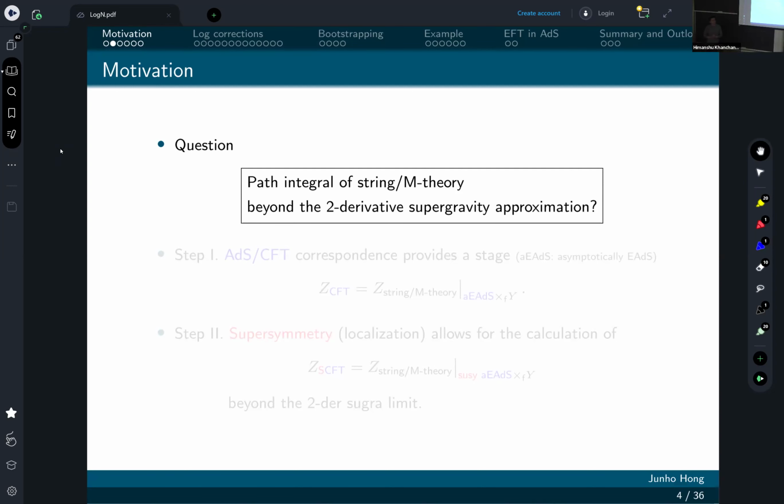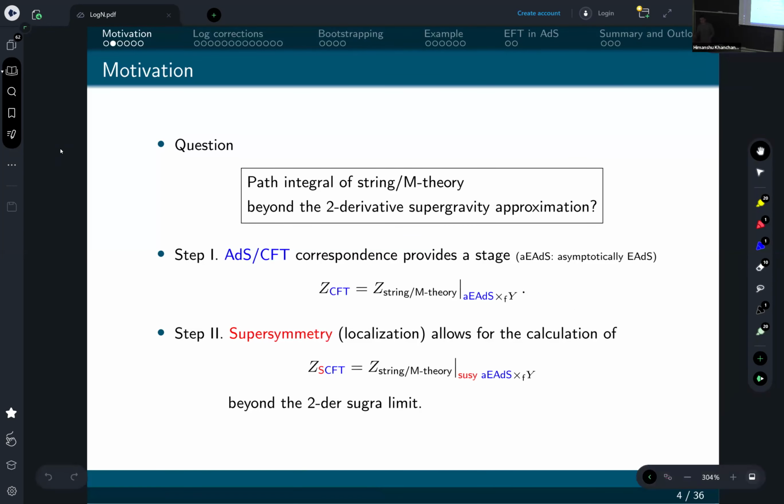So as we all know, one of the most important questions in our community is to figure out the path integral of string/M theory beyond the two-derivative supergravity limit. This is very crucial to fully appreciate string/M theory as a quantum gravity theory, not just a classical theory. AdS/CFT correspondence provides a perfect stage to explore this question. Because according to this holographic duality, the string/M theory path integral of our interest around certain asymptotically Euclidean AdS solution with some internal manifold becomes identical to the dual CFT partition function. So we can use this CFT partition function to explore the string/M theory path integral.